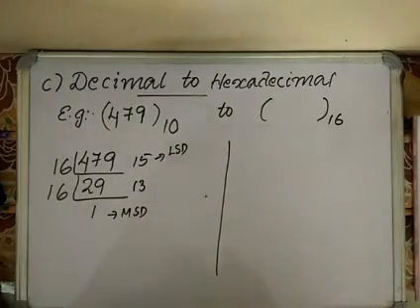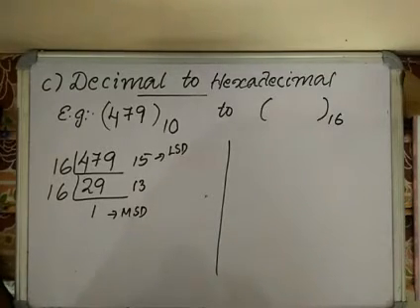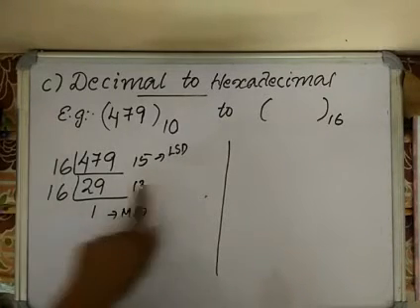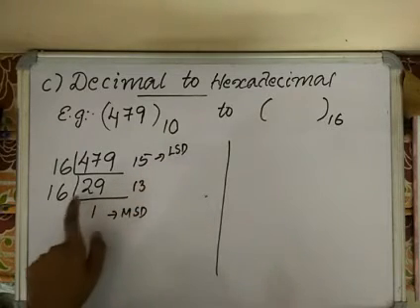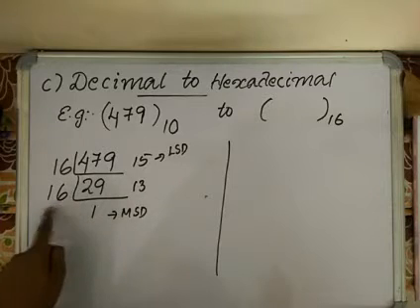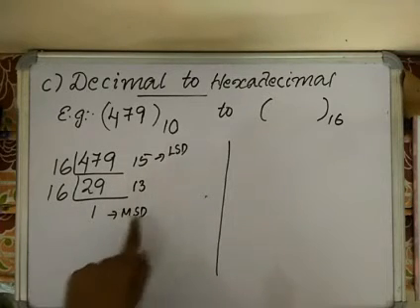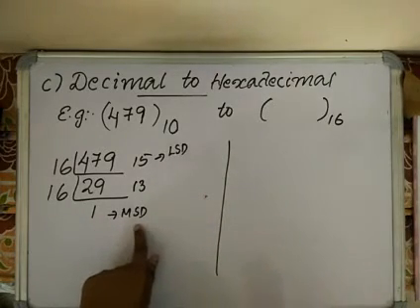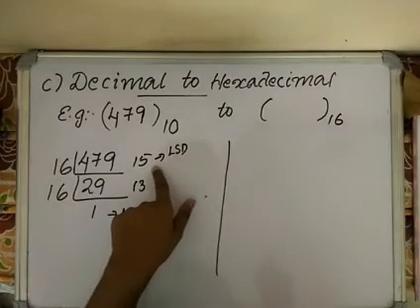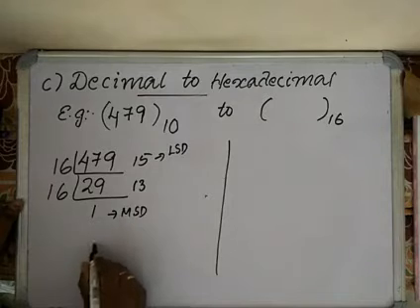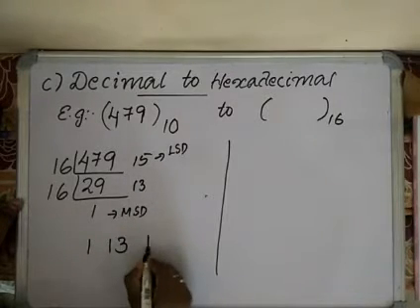Okay, let the example be the decimal number 479. We want to convert it into hexadecimal. So we divide it by 16. So we get the remainder as 15 and quotient as 29. Then again divide this current quotient. Then we get 1 as a quotient and 13 as the remainder. So this 1 becomes the most significant digit and the 15 becomes the least significant digit. So the answer will be 1, 13, 15.